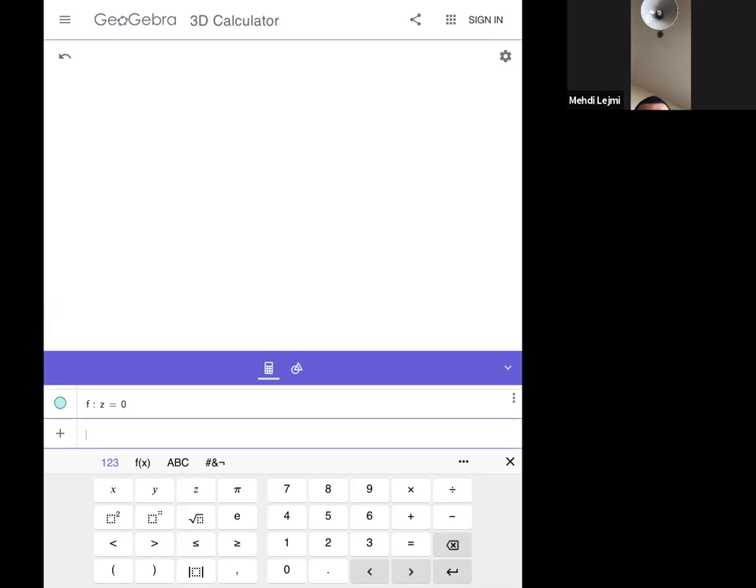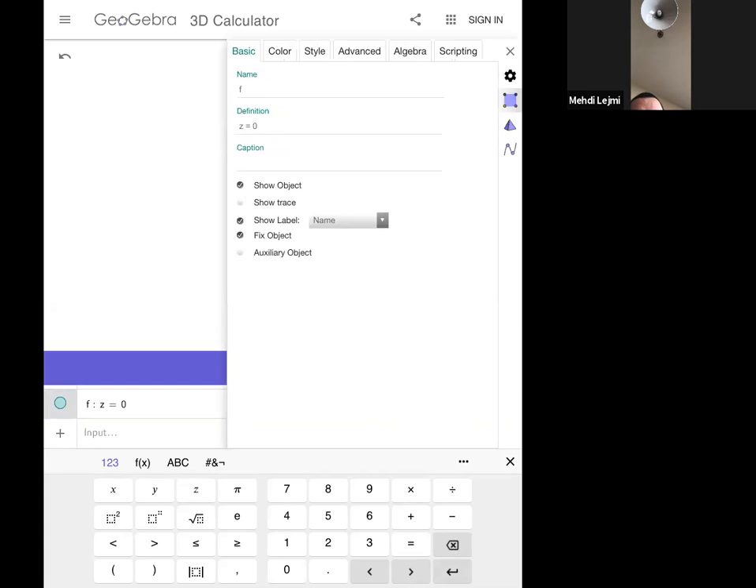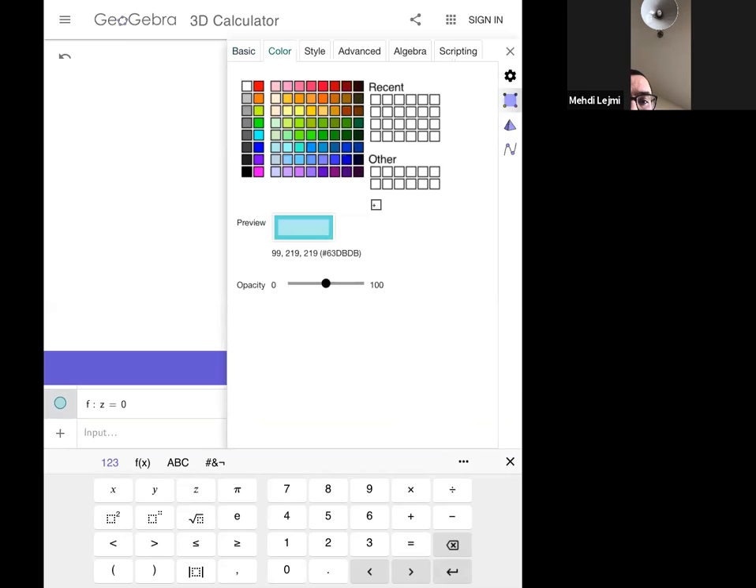I probably need to change the color for z equals 0. So we have the cylinder, it's red. We have the x equals 0, it's the blue plane. So I'm going to change the color for the z equals 0. Let's go with yellow.